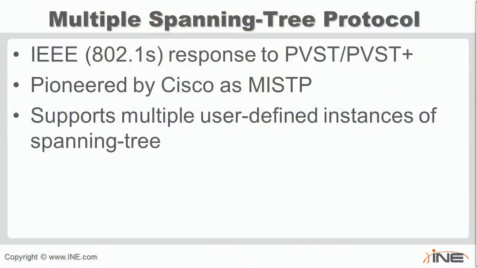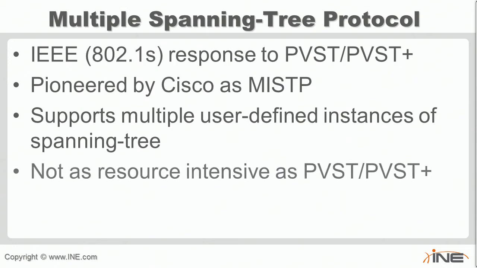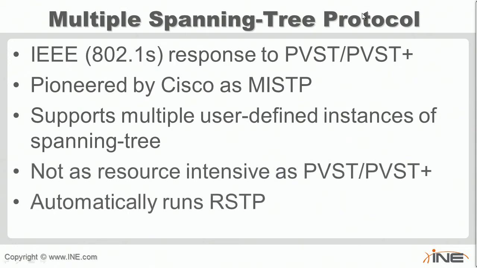So in the end, you end up with the ability to still do layer 2 traffic engineering, which is to change your path selection, but you don't have as much overhead as running a single instance for every single VLAN. But the key is that when you're running multiple spanning tree protocol, or MST, it automatically uses the rapid spanning tree protocol for that synchronization process. So they run hand in hand.